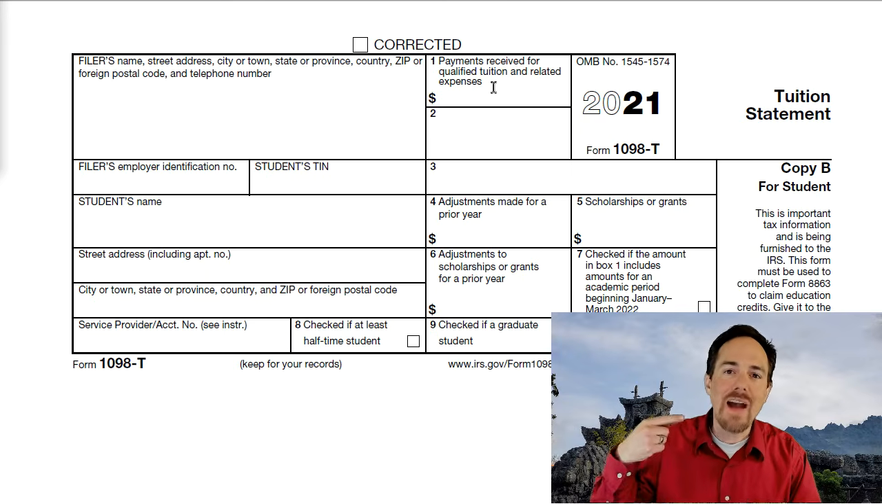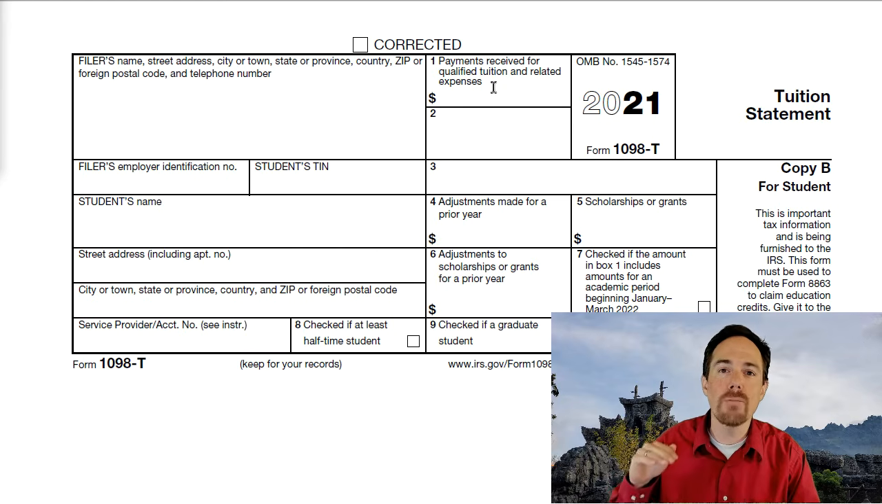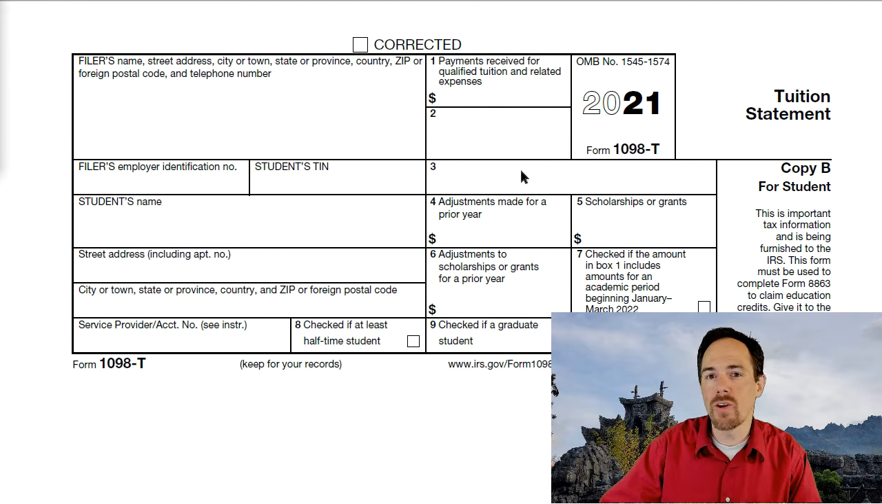You will also add to that amount when you enter this number into your tax software, or when your CPA enters it into their tax software. You'll add to that amount the amount you paid for required books and other supplies and materials, such as maybe a computer if you had to buy one for class, or, like I say, other required supplies. You won't add your living expenses, your food, your rent, or your transportation or healthcare costs.